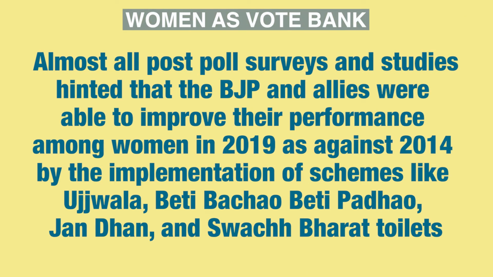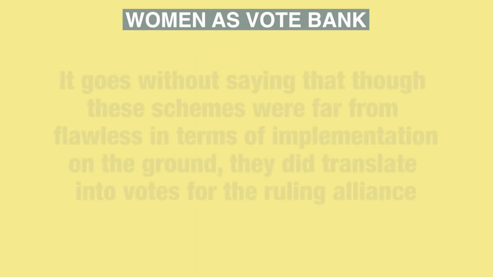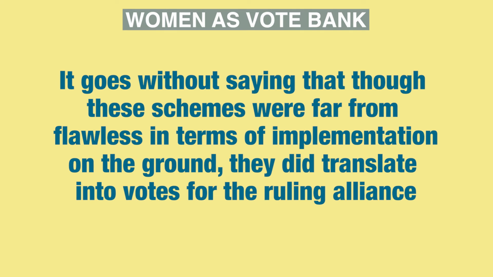For instance, the distribution of free gas cylinders under the Ujjwala scheme was a calculated move by the NDA to increase its support among rural women voters. Post-poll surveys and studies hinted that the BJP and allies were able to improve their performance among women in 2019 as against 2014 by the implementation of schemes like Ujjwala, Beti Bachao Beti Padhao, Jan Dhan and Swachh Bharat toilets. It goes without saying that through these schemes, the BJP and the NDA were able to translate them into votes for the ruling alliance. Let us try to get a glimpse of the party manifestos of some of the important political parties. The 2019 BJP party manifesto had a separate section on women empowerment.